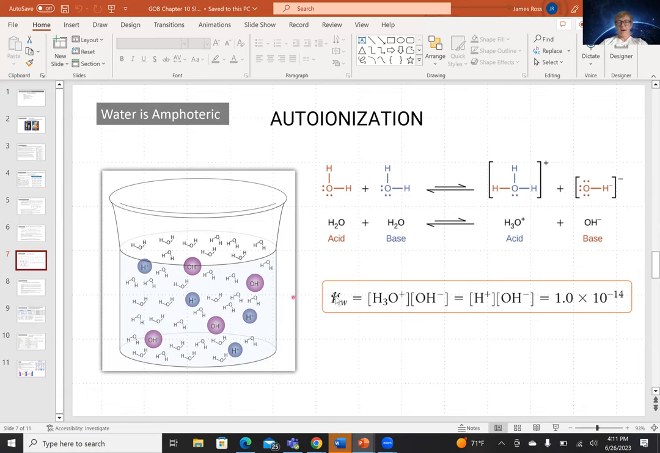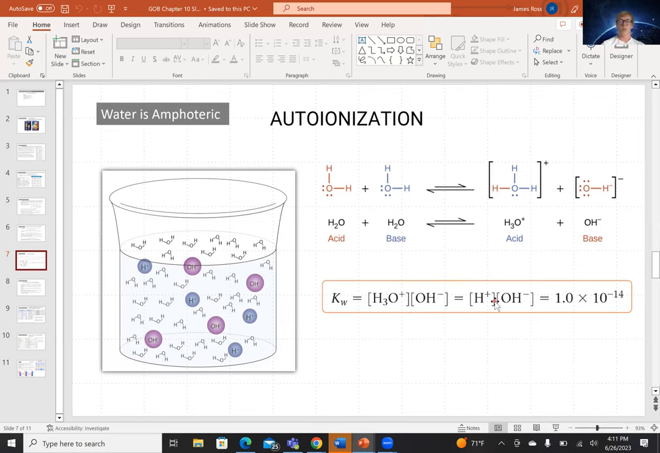We have this idea of an equilibrium constant. K is constant, W means water. We have this expression for the equilibrium constant of water. It's also known as the auto-ionization constant because water ionizes automatically. So you basically look at the ratio of your ionic products to your reactants.